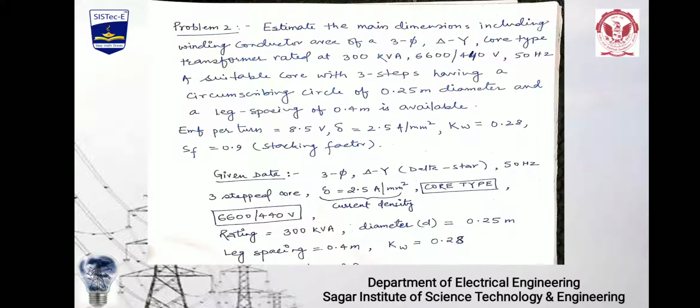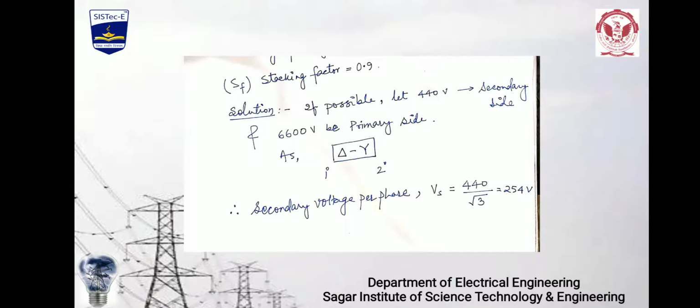Now we have to write first of all the given data, which is 3-phase delta star, 50 Hz, 3-stepped core. Current density, which is represented by delta, is equal to 2.5 ampere per mm square, given. It is core type, 6600/440 volt, rating is given 300 kVA, diameter D is equal to 0.25 meter, leg spacing 0.4 meter and Kw is equal to 0.28. SF stacking factor is given 0.9.